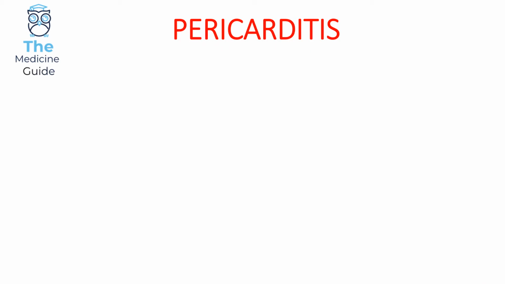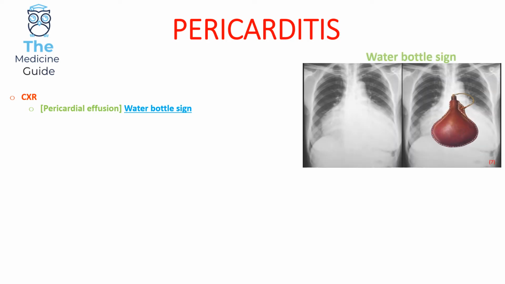So now we're going to focus upon further tests. So we need to do a chest X-ray in pericarditis. So pericardial effusion, like I previously mentioned, is a complication of pericarditis. Now, the key classic sign on a chest X-ray of pericardial effusion is what's known as a water bottle sign. So I'll just give you a short while to appreciate that on the chest X-ray on the far right hand side.